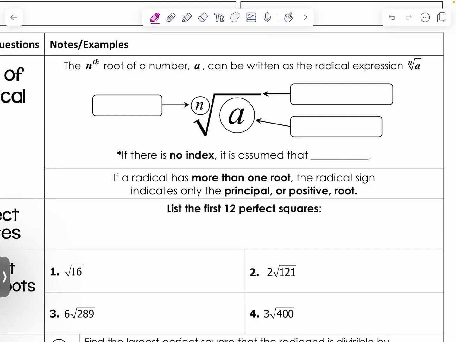Here, come on. Okay, so a little bit of vocabulary. This is called the radical. I think you know that. The number that is underneath the radical is called the radicand.